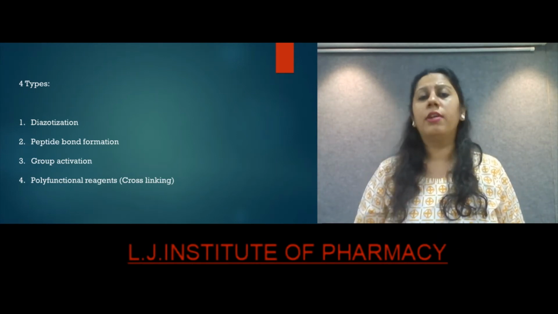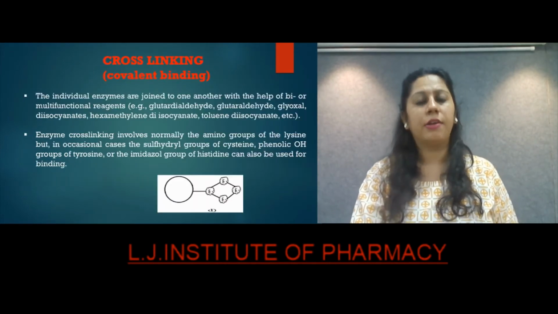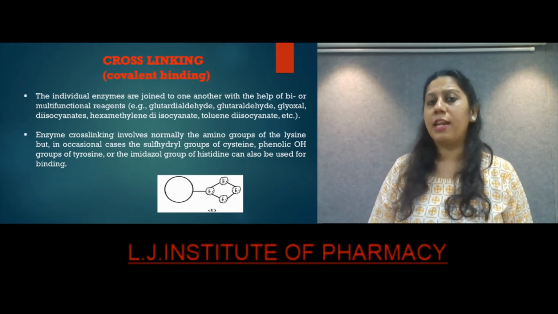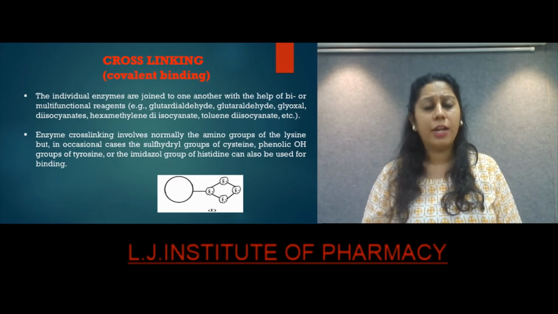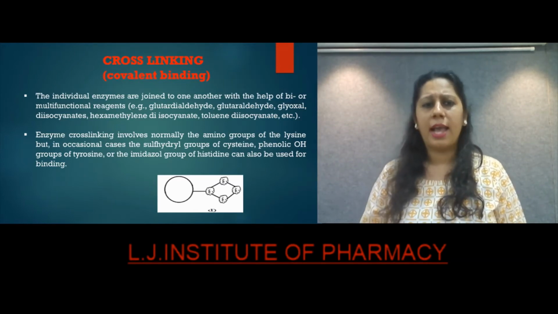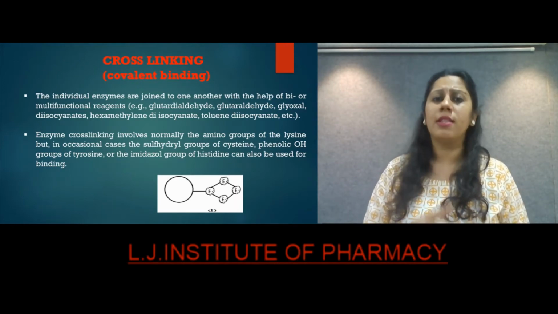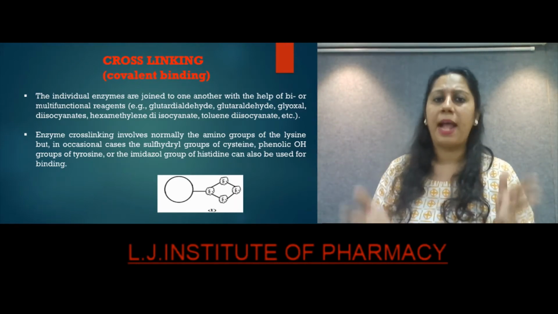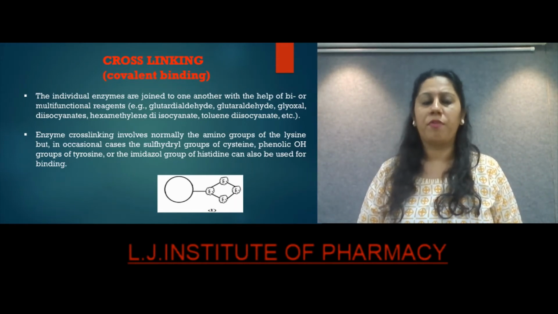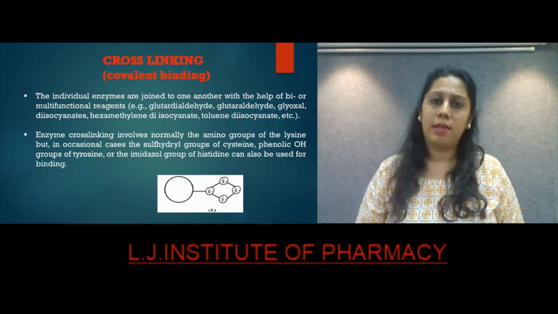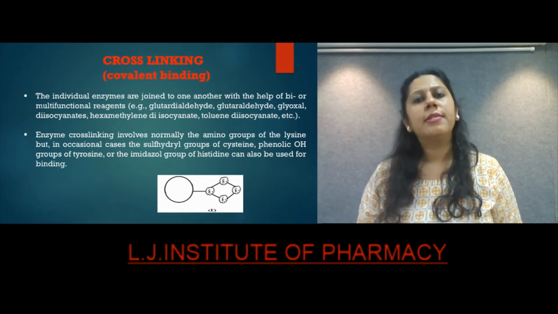And the last method is the polyfunctional reagents used for cross-linking, which we'll see in detail here. In cross-linking, you have some bi- or multifunctional reagents like glutaraldehyde, glyoxal, diisocyanates, etc. These help in forming a cross linkage between the enzyme and the support. Mainly the cross-linking involves the amino groups of lysine, but in occasional cases, the sulfhydryl groups of cysteine, phenolic OH groups of tyrosine, or imidazole group of histidine can also be involved here.